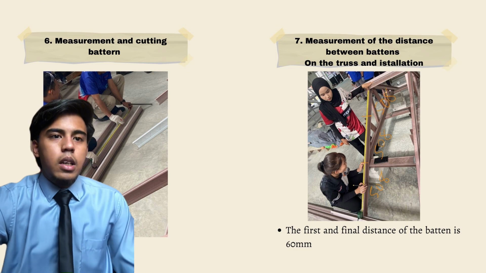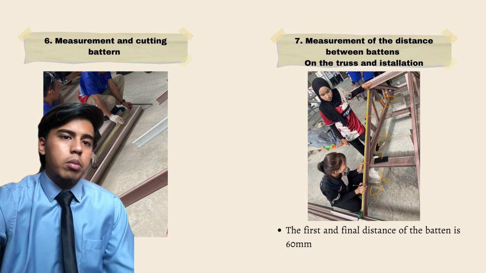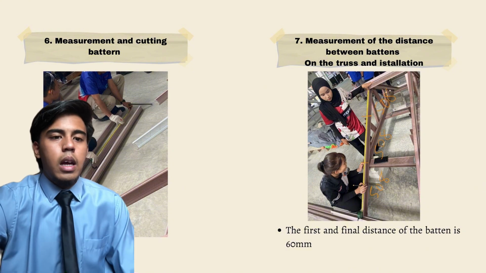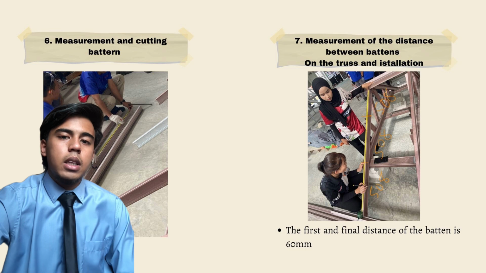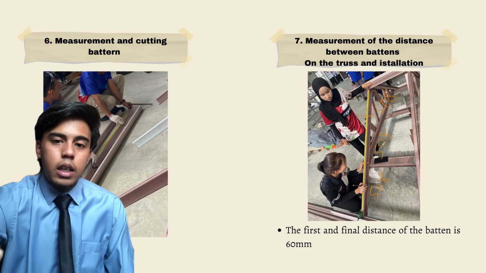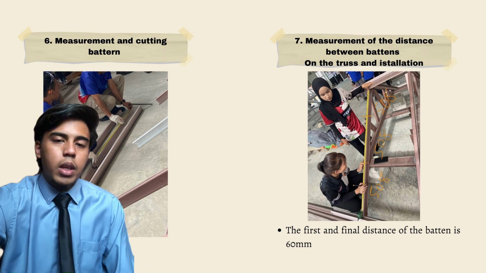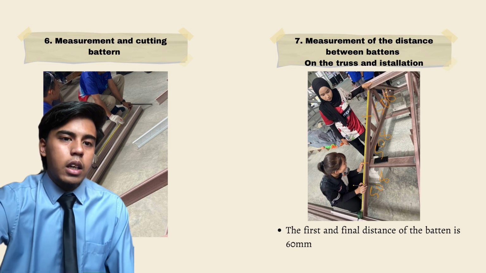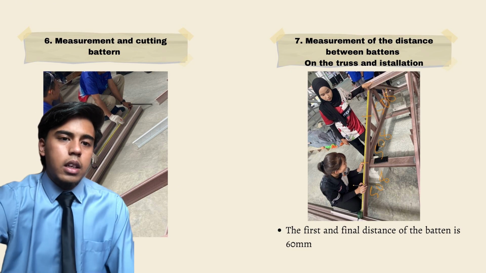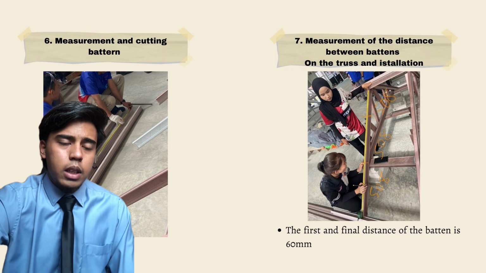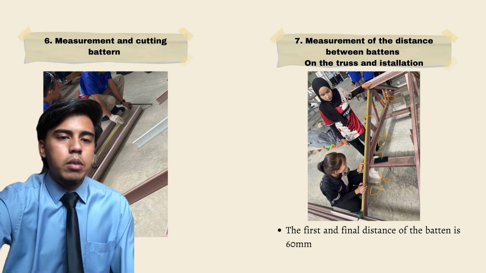Step 7 is the measurement of the distance between battens on the truss, and installation. The first and final distance of the batten is 60 mm. Then the remaining length is divided into 3. As you can see in the picture, we have divided the remaining length into 3 parts: first 508 mm, second 508 mm, and the last is 506 mm.